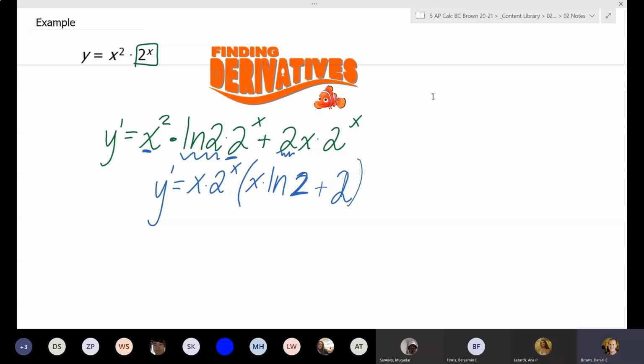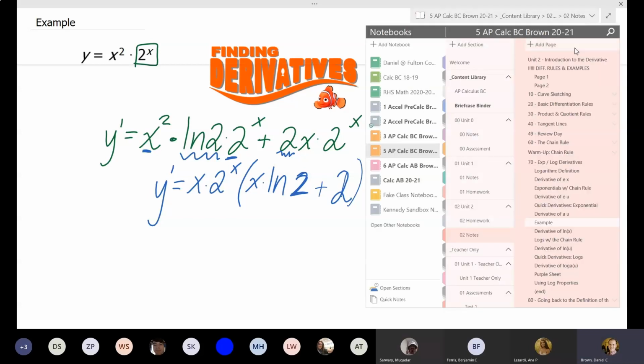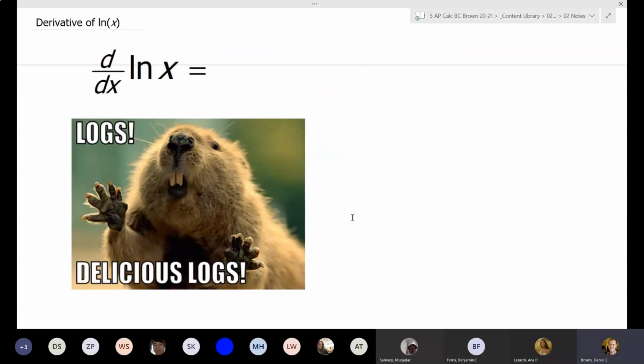And so those are the derivatives we have for our exponents. We also have our derivatives for our logarithms, and we do have 2 rules to look at. We have the derivative of the natural log, which occurs all the time in calculus, especially towards December and second semester. The derivative of the natural log of x is just 1 over x.